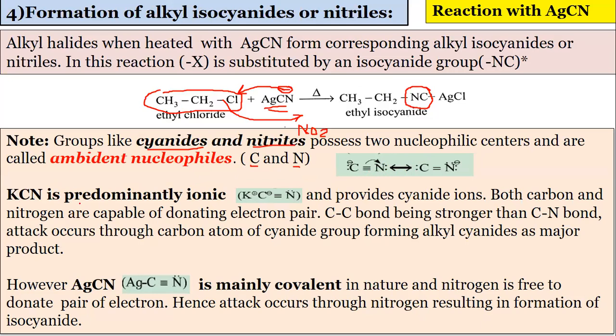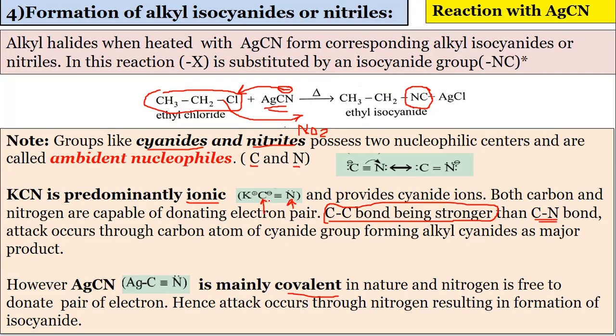So in case of KCN, why does the carbon attack? It is because KCN is predominantly ionic and AgCN is covalent. If KCN is ionic, it provides the cyanide ion, CN minus. K plus and CN minus will be separated. Both carbon and nitrogen are capable of donating their electron pair. That's why these are called nucleophiles. So here the carbon-carbon bond becomes very strong. The CC bond is stronger than the CN bond.